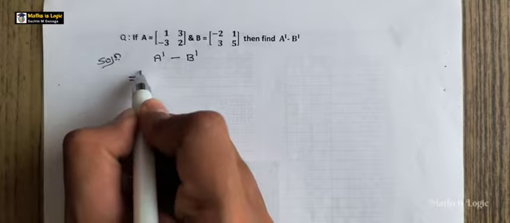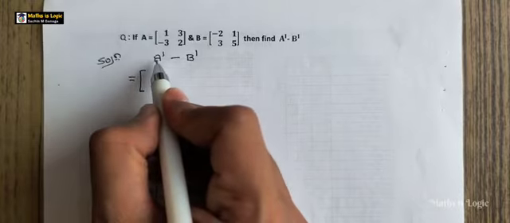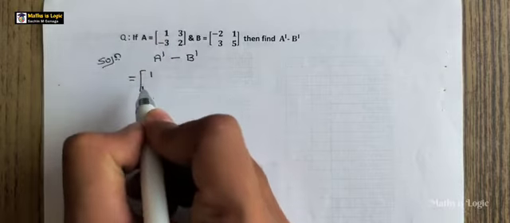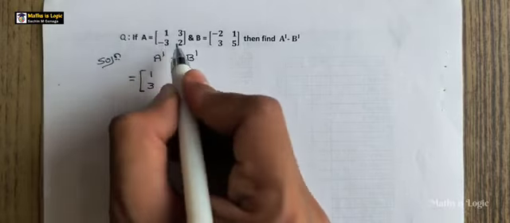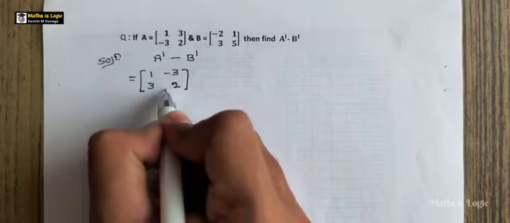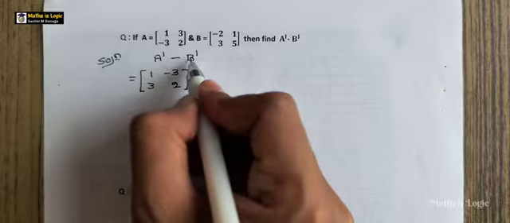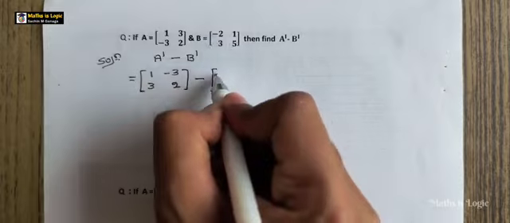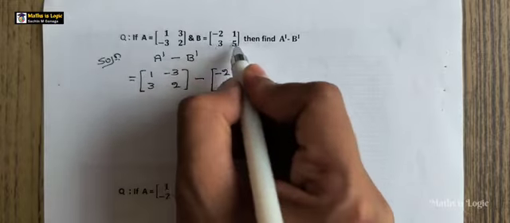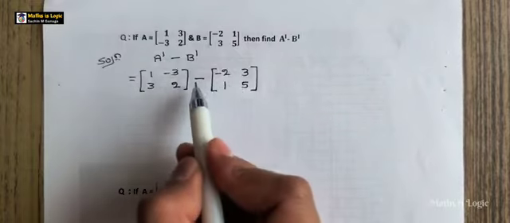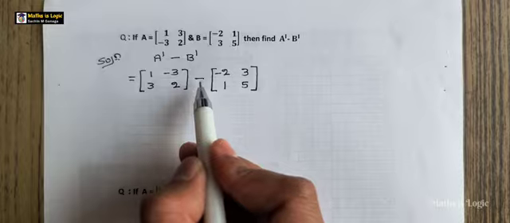In the first step, only take the transpose of A, which means the first row you write as the first column, the second row you write as the second column. So this is the transpose of A, minus, again take the transpose of B, that is, first row write it as the first column, second row write it as the second column. So this is the transpose of B. After taking the transpose, next do the subtraction.